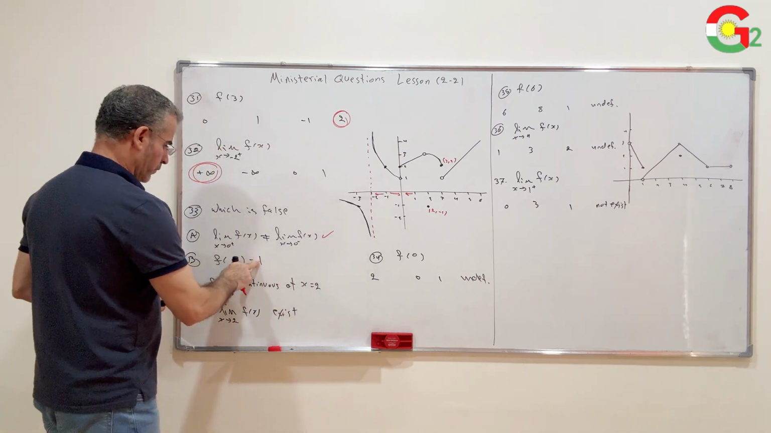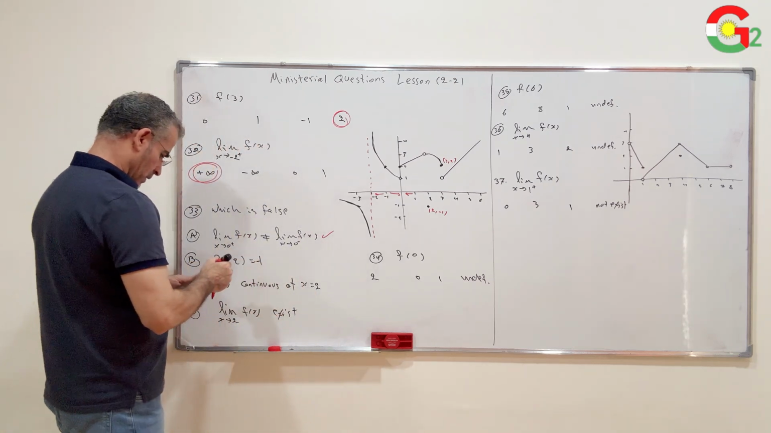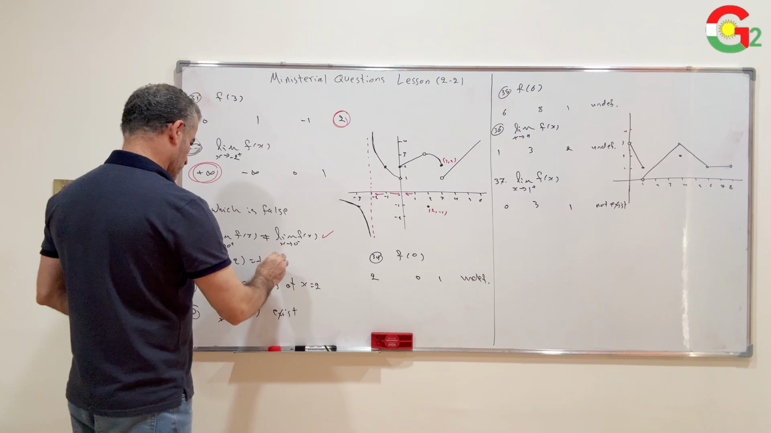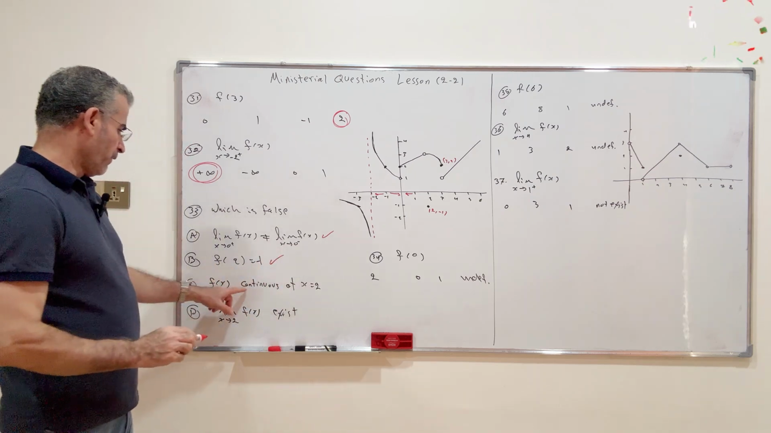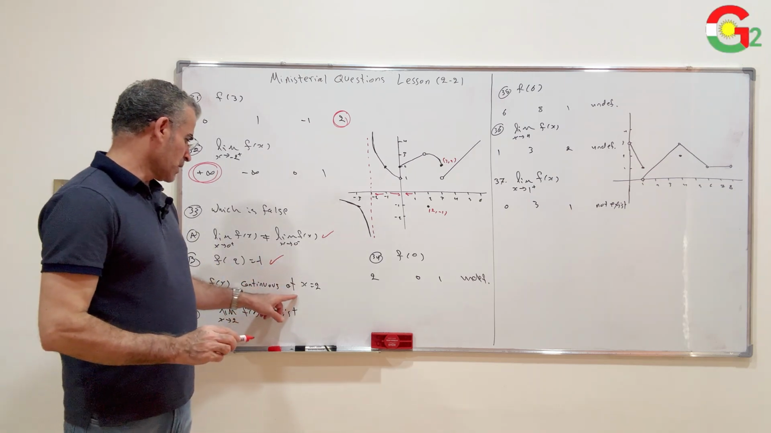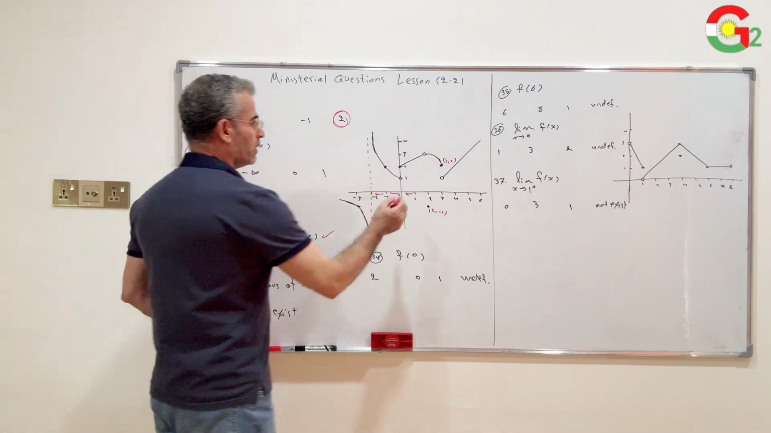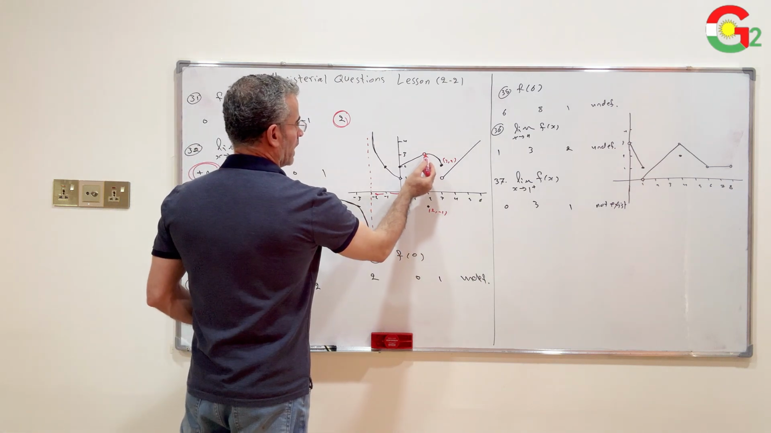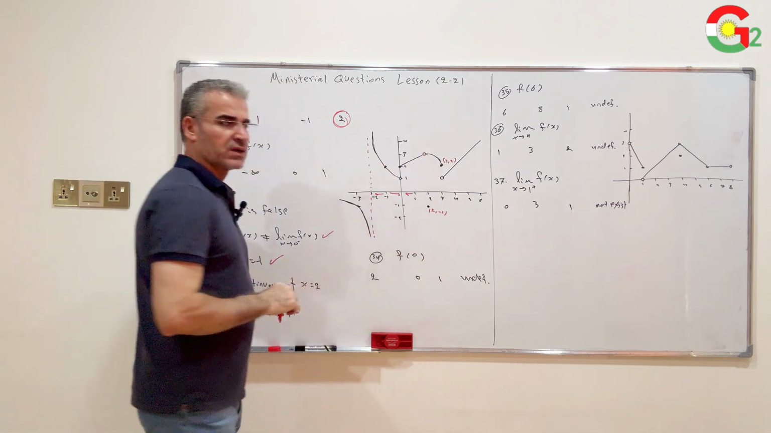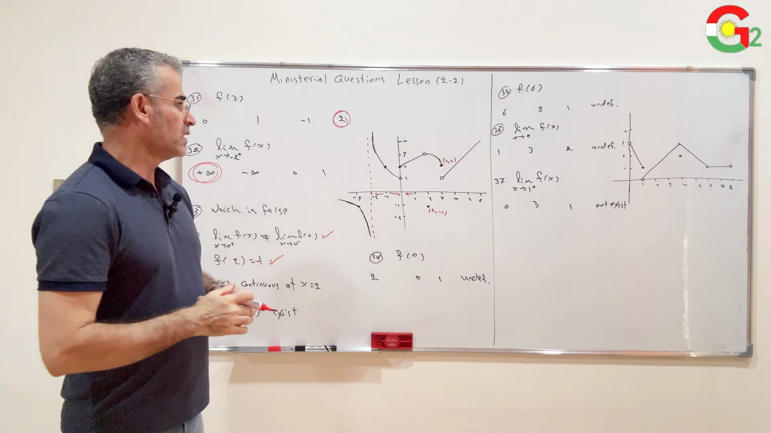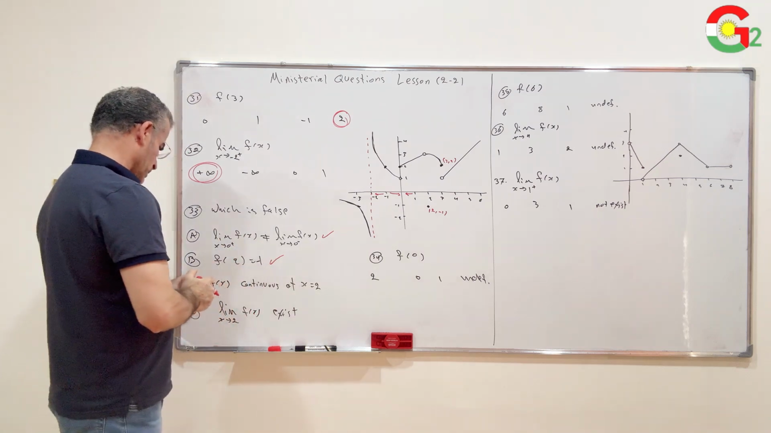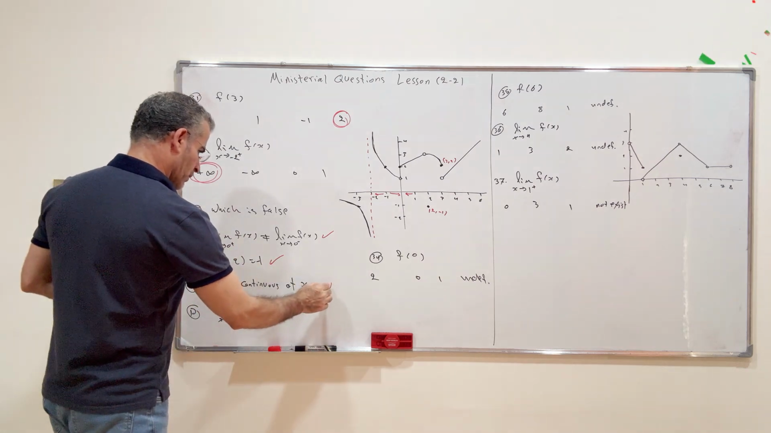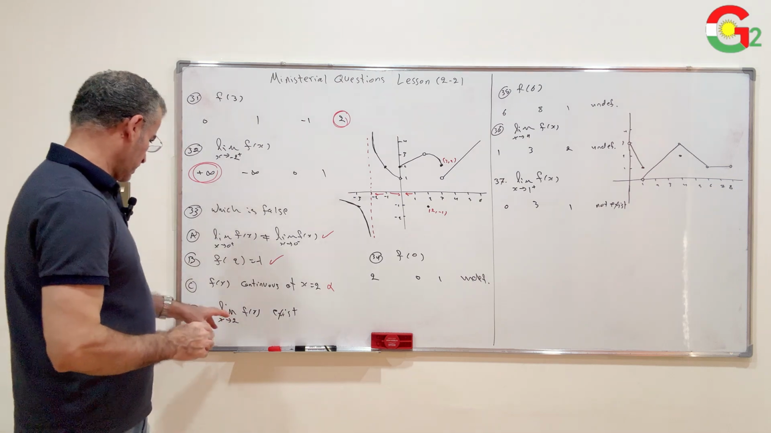This point is negative 1. Then this statement is also true. f of x continuous at x equal 2. This is 2. As you see, when x equal 2, the function is undefined, then it is not continuous. So this statement is false.